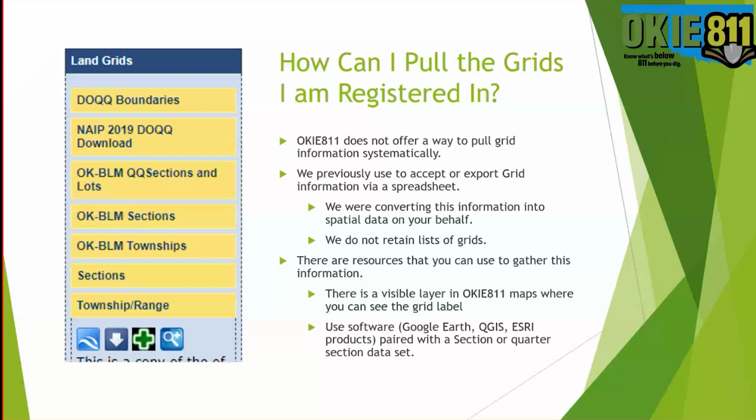So there's a website called OK Maps. You can Google it. It'll take you there. We can provide links to that. There's a lot of open source data there that is provided by the state of Oklahoma. And under the land grid sections, we have a bunch of different options here. You can drill down to the sections or the quarter sections. But there are some tools there for you to gather that information on your side.